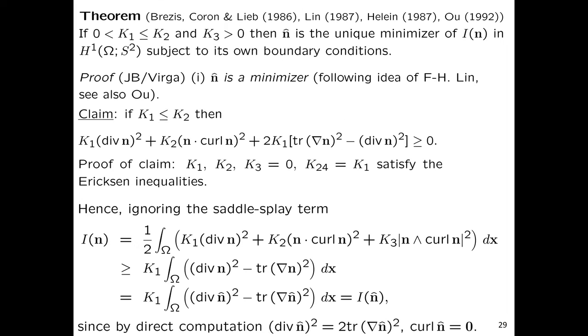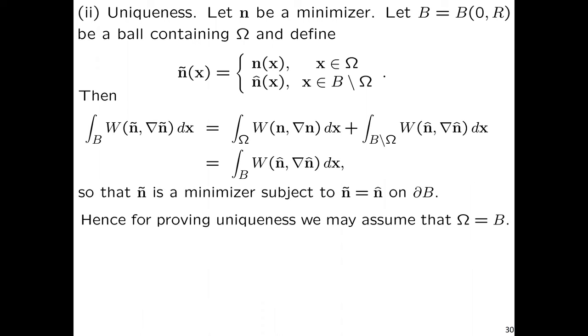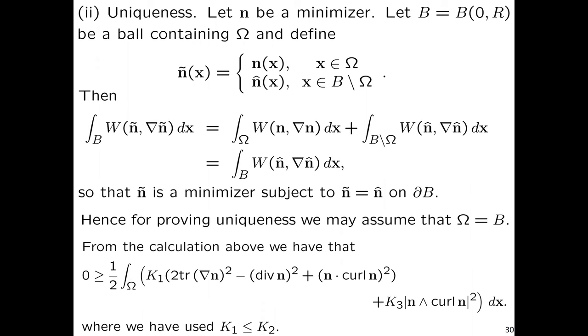So I subtract I of n tilde from I of n, and that's got to be bigger than or equal to zero, and it's equal to this. But I of n is minimized, so it's equal to zero. So we get this inequality holds, and that's where I've replaced the term with k2 by the one with k1, because I'm assuming that k1 is less than or equal to k2.